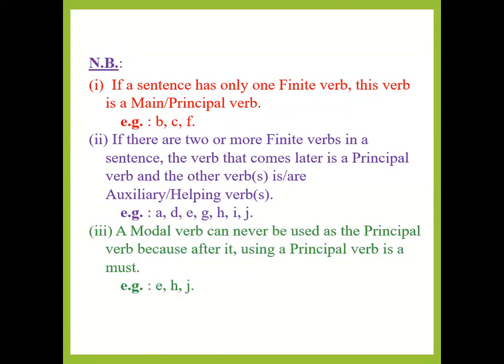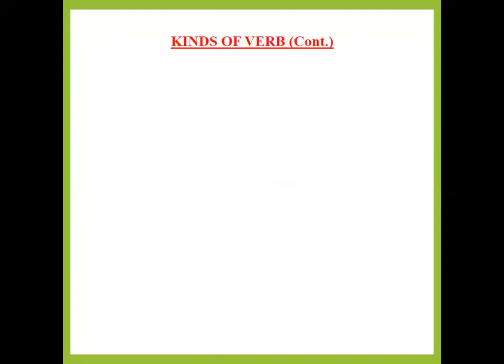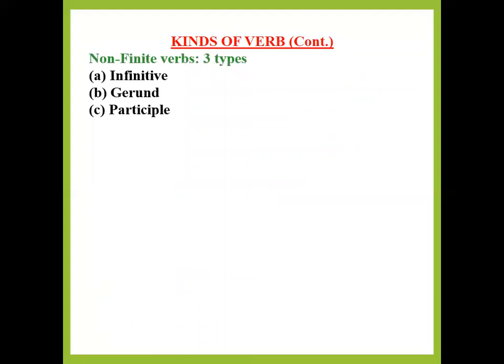Three, a modal verb can never be used as the principal verb because after it, using a principal verb is a must. Example sentences are E, H, and J. Kinds of verb continuing. Non-finite verbs. Non-finite verbs are of three types: A, infinitive; B, gerund; and C, participle.